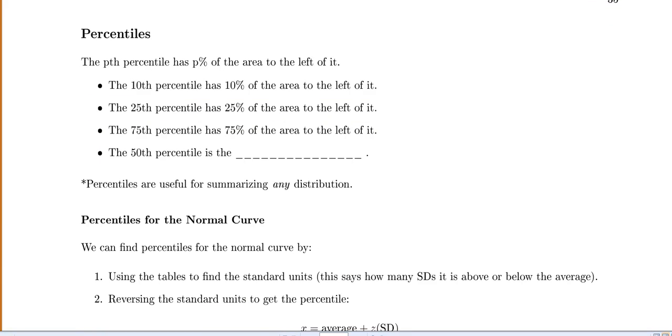The next thing to talk about is percentiles. Percentiles are useful for summarizing spread, and this actually works for any distribution, not just normal distributions. So the pth percentile, the way we define it is that it has p% of the area to the left of it. So like the 10th percentile, that just means it has 10% of the area to the left of it. 25th percentile has 25% of the area to the left of it. 75th percentile has 75% of the area to the left of it. So the 50th percentile, 50% of the area to the left, means there's 50% to the left, 50% to the right. That sounds familiar. That's what we called the median back in chapter 4.